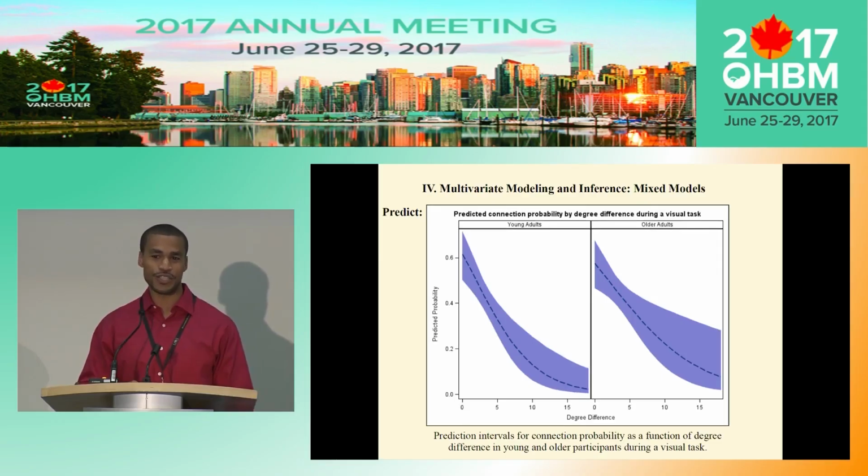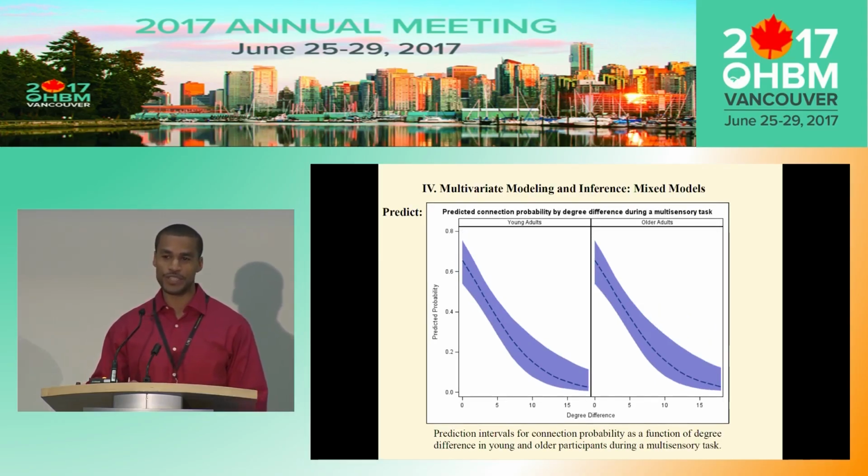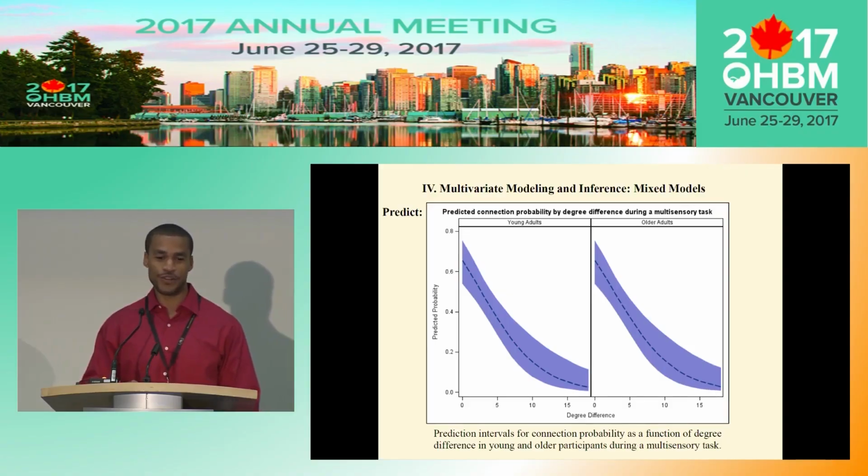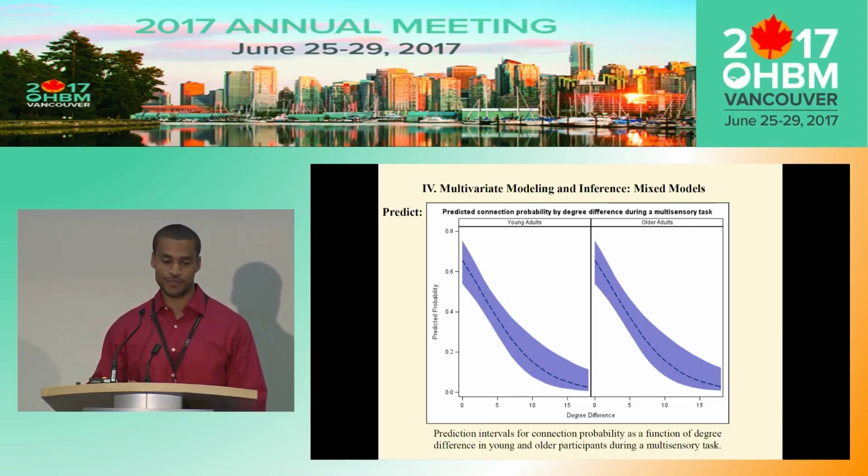Contrastingly, younger adults have more degree assortative networks during a visual and during a multisensory task. And so this is sort of in line with the hypothesis that older adults tend to be more distractible or cognitively vulnerable while engaged in a task.